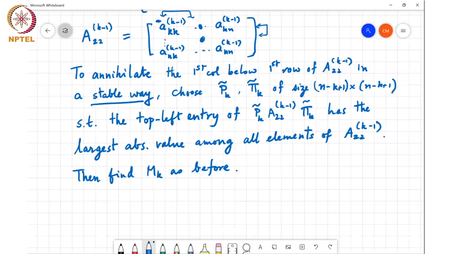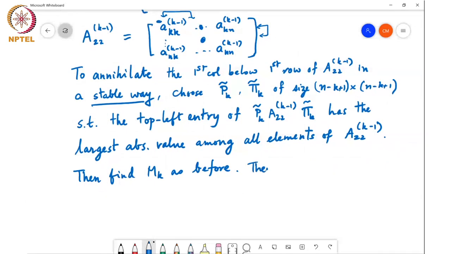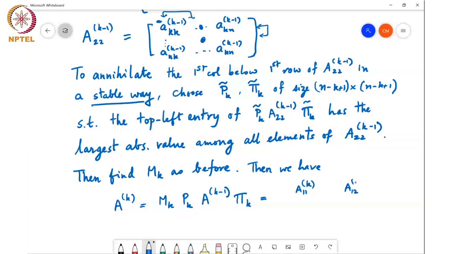So then we will have AK is equal to MK PK AK minus 1 times pi k, which will be of the form A11k, which is now k cross k, A12 and upper triangular, 0 and A22k.